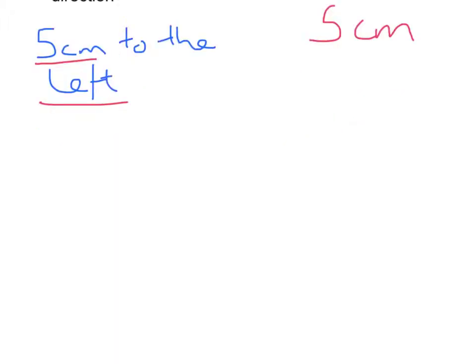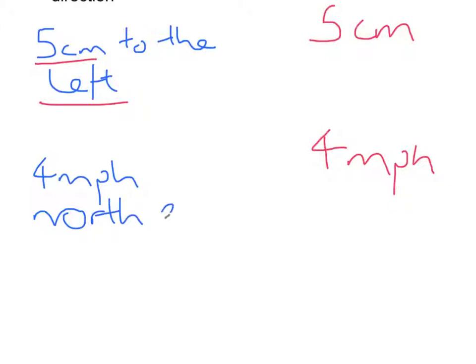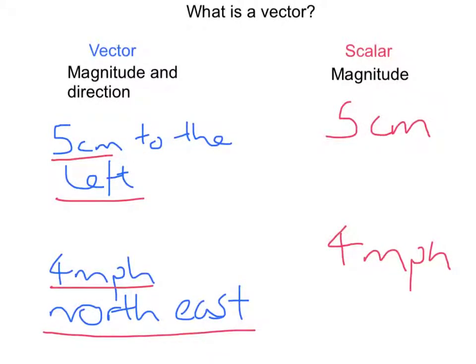Another example, we could move at a speed of 4 miles per hour, and because we've just got a magnitude, we say that's a scalar. But if we moved at 4 miles per hour in a direction, let's say northeast, then we have our magnitude and direction, and so it becomes a vector, which is the velocity vector.